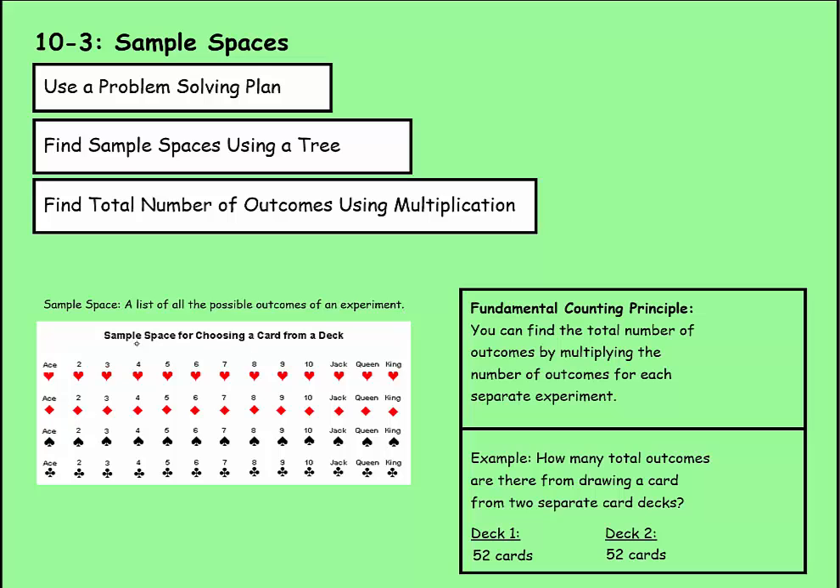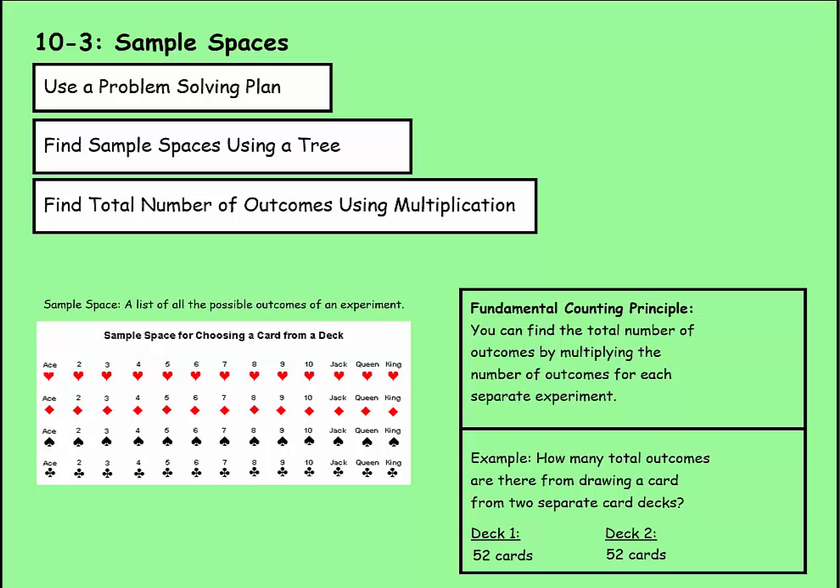For example, here's a pretty common sample space. This is a sample space for choosing a card out of the deck. If you have the deck face down and you're choosing a card from the deck, this is a sample space of all the different outcomes you could get when you pull that card out. It could be any one of the 4 suits, and it could be any one of the numbers. So that's what we'll be doing today. We're going to try to find all the different outcomes from different kinds of experiments or events.